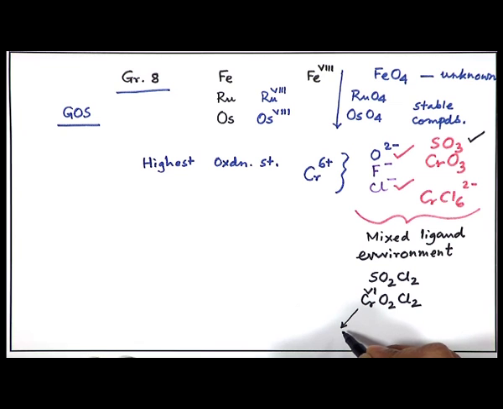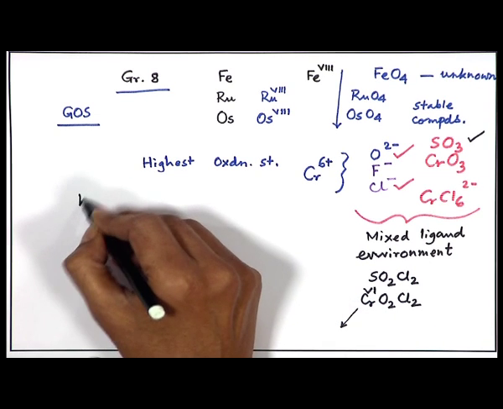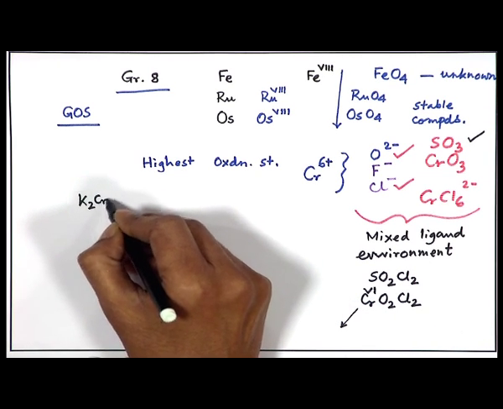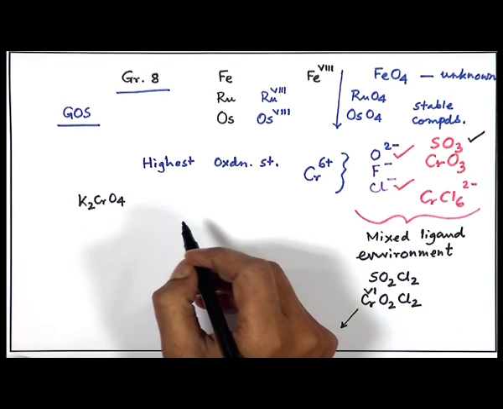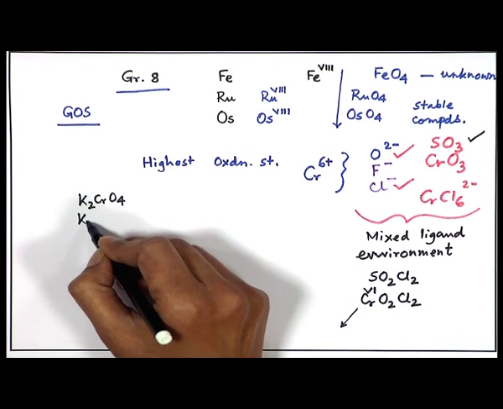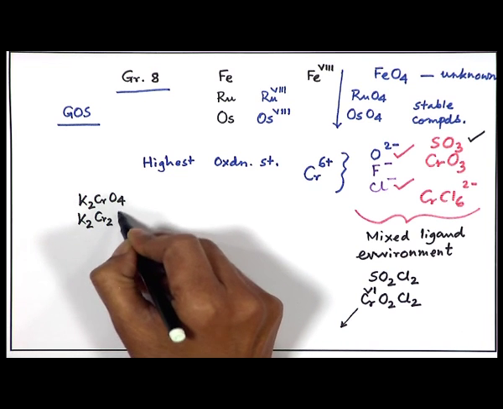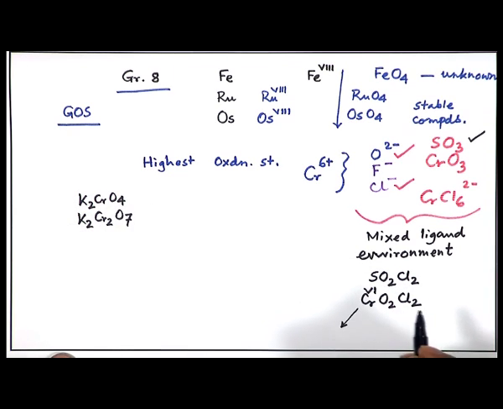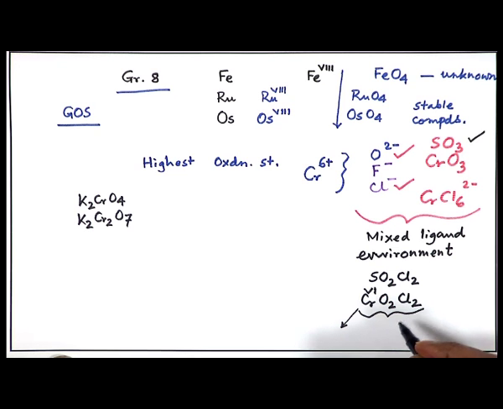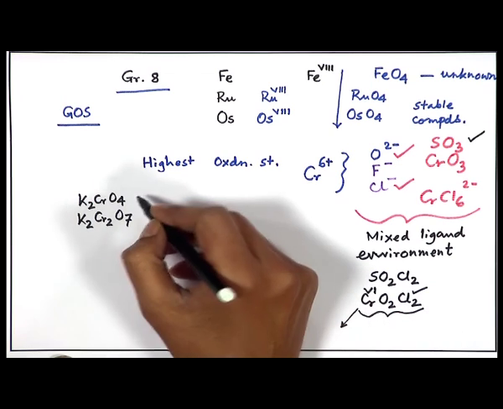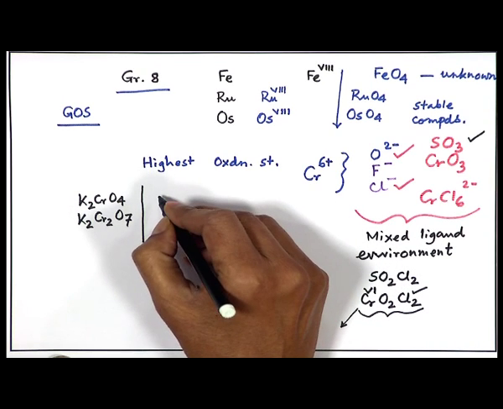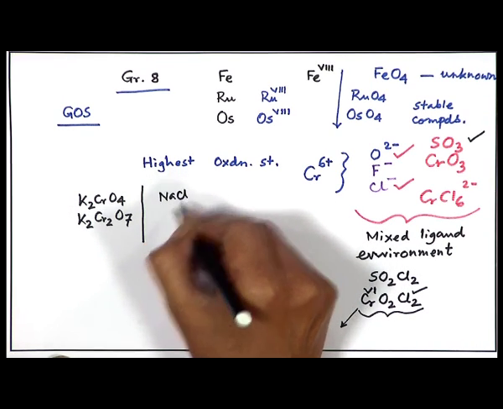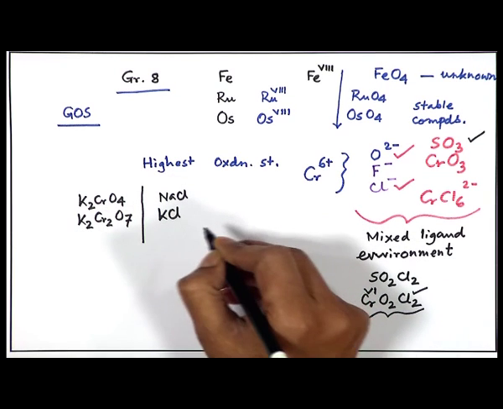And this can be utilized as a laboratory test for the detection of chromium in any unknown sample, whether it is K2CrO4 or K2Cr2O7, the potassium dichromate. The species that forms is typically identifiable, and it is stabilized in the presence of oxygen as well as chloride. So this can also be a test for any chloride salt like sodium chloride or potassium chloride.